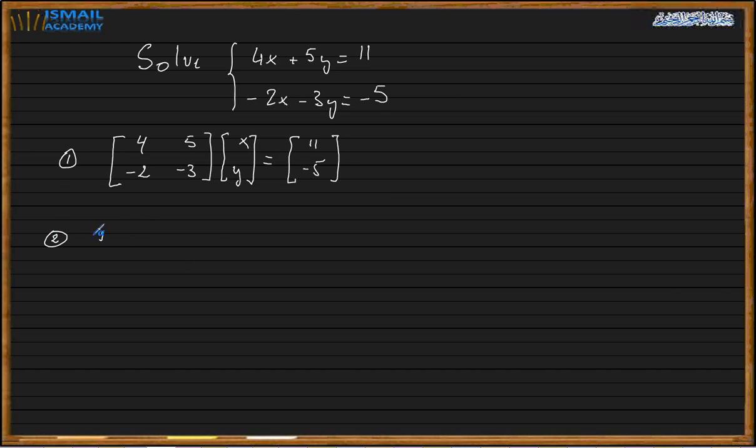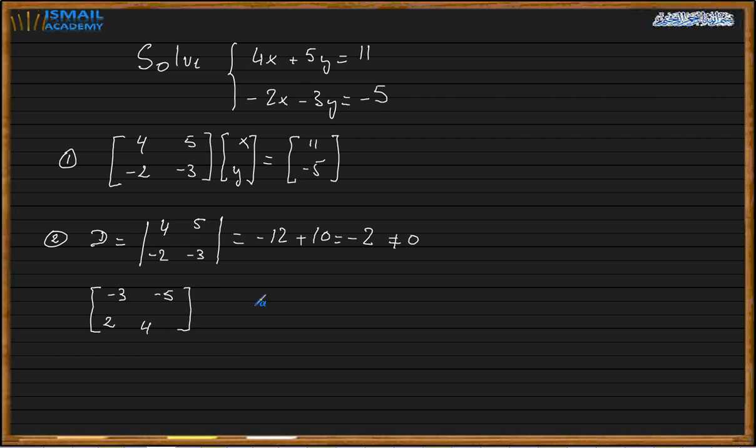Now, what is my determinant? I need to find the determinant, which is 4 minus 2, 5 minus 3, which is equal to minus 12 plus 10, which is minus 2. This is different than 0. So what is the transpose of the cofactor matrix of the coefficient matrix? It's minus 3, 4. You see, I switch the diagonal and I take the opposite of the opposite diagonal. So this is positive, this is negative. This will become negative and this will become positive.